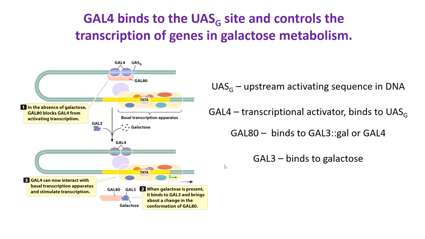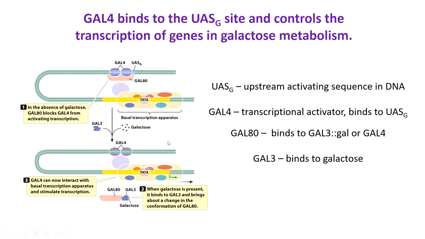So we have the UAS, which is the upstream activating sequence in DNA. This is probably also an enhancer region, this UAS. This is a sequence of DNA that when proteins bind to it will help to alter the rate of transcription. There's also GAL4, which is a transcriptional activator. When GAL4 is bound to the UAS or the enhancer region, this will increase gene expression of enzymes that help to break down galactose.